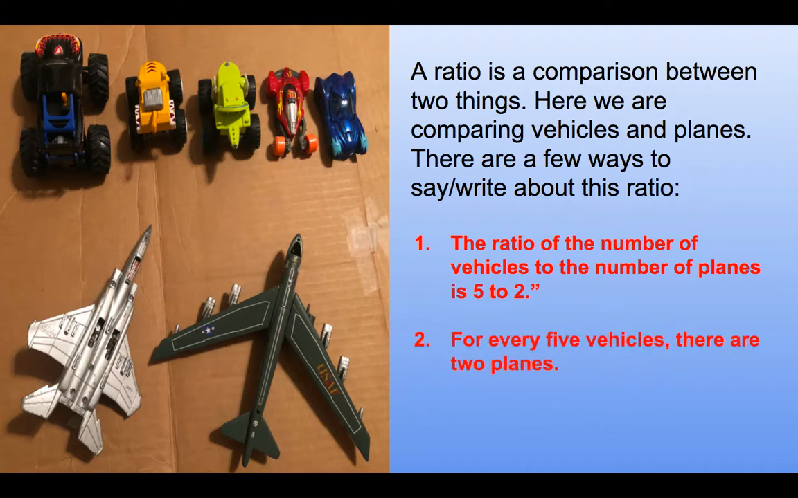Another way we could say it is that for every 5 vehicles, there are 2 planes. Or we could say there are 5 vehicles for every 2 planes. So there's different ways that you can write about it. And I will be giving you those sentence frames too to be helping you as you start practicing writing ratios.